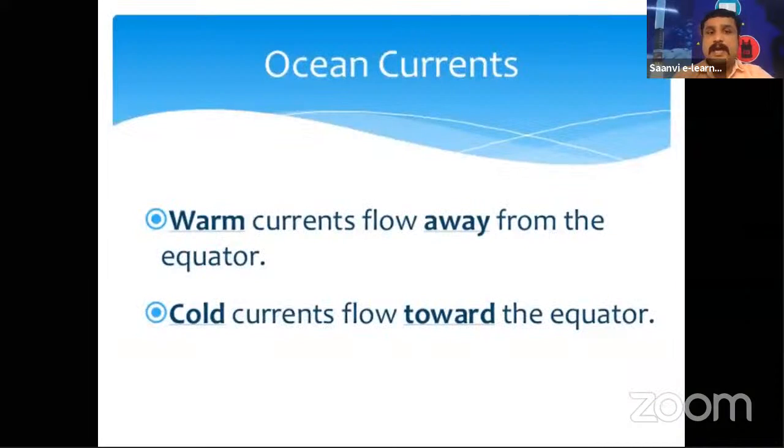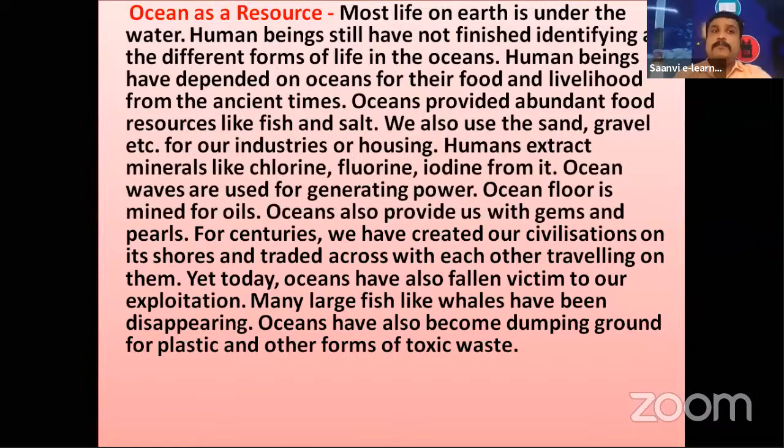Just see this slide and you can understand: warm currents flow away from the equator to the polar region. Cold currents are nothing but the movement of water from the polar region to the equatorial region. Okay, this is all the topic we discussed in the last session. Today we are going to discuss ocean as a resource.